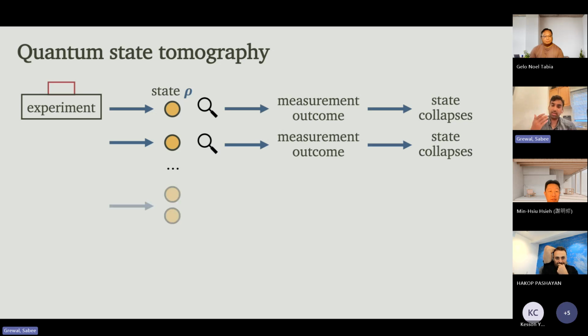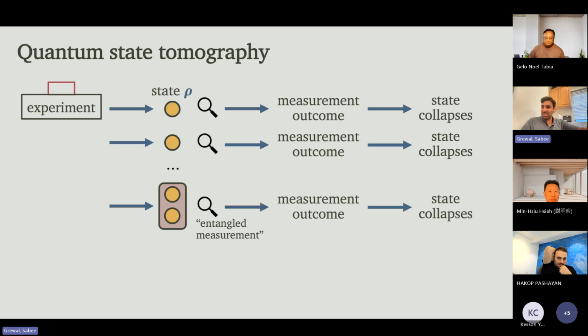You might also prepare multiple copies, 2 copies, 3 copies, many copies, and you might perform a measurement on all of these copies at once. This is often called an entangled measurement or a joint measurement, because your measurement creates entanglement across these copies. This, of course, does the same thing, produces measurement outcomes, and causes your state to collapse. The idea in state tomography is you want to take all of these measurement outcomes, do some classical post-processing, and write down the description of your state rho.